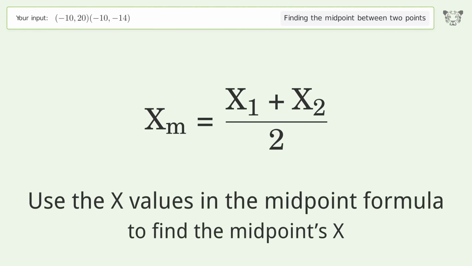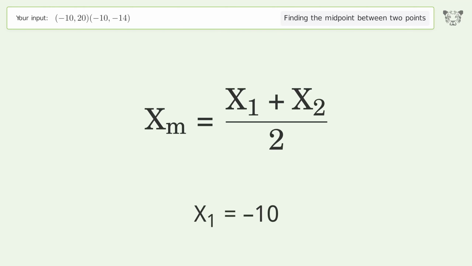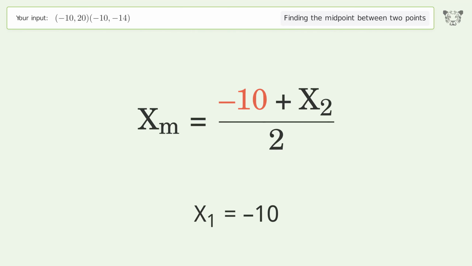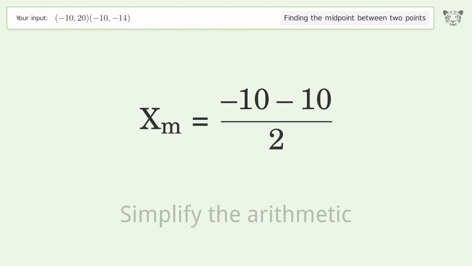Use the x values in the midpoint formula to find the midpoint's x. x1 equals -10. x2 equals -10. Simplify the arithmetic.